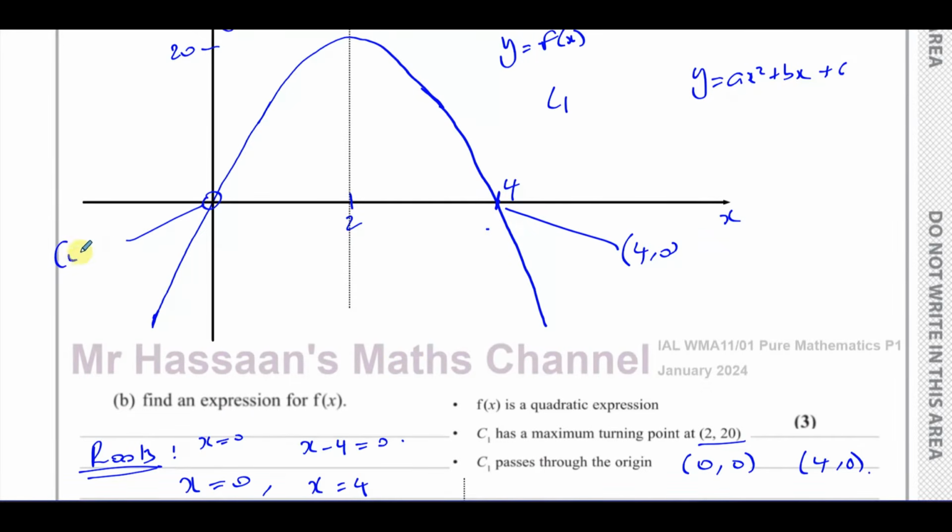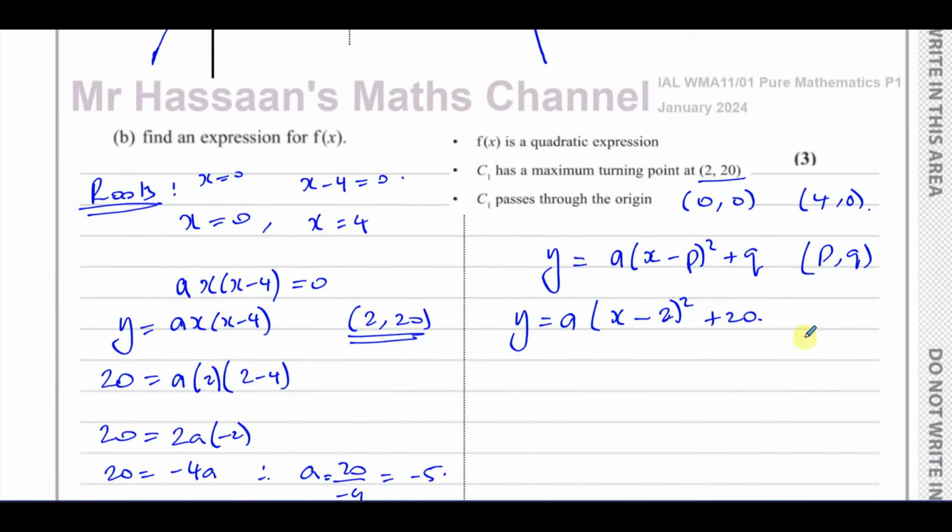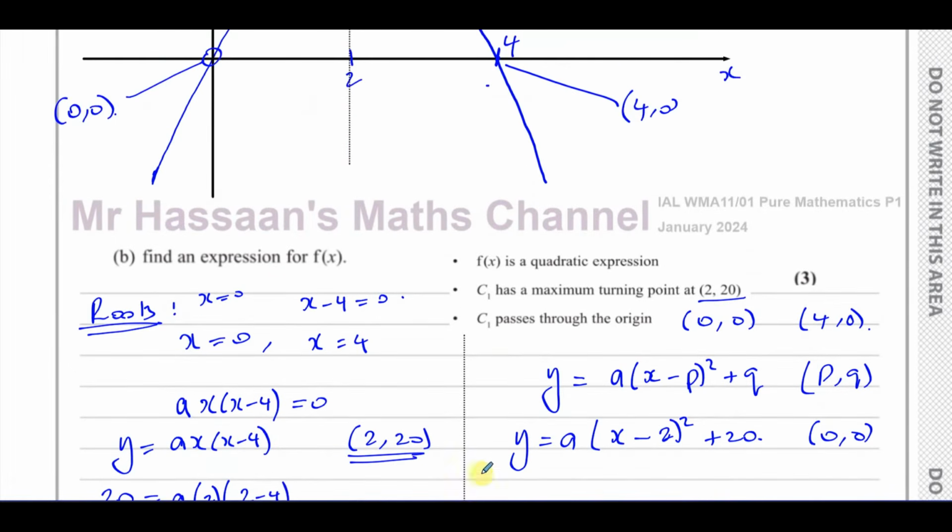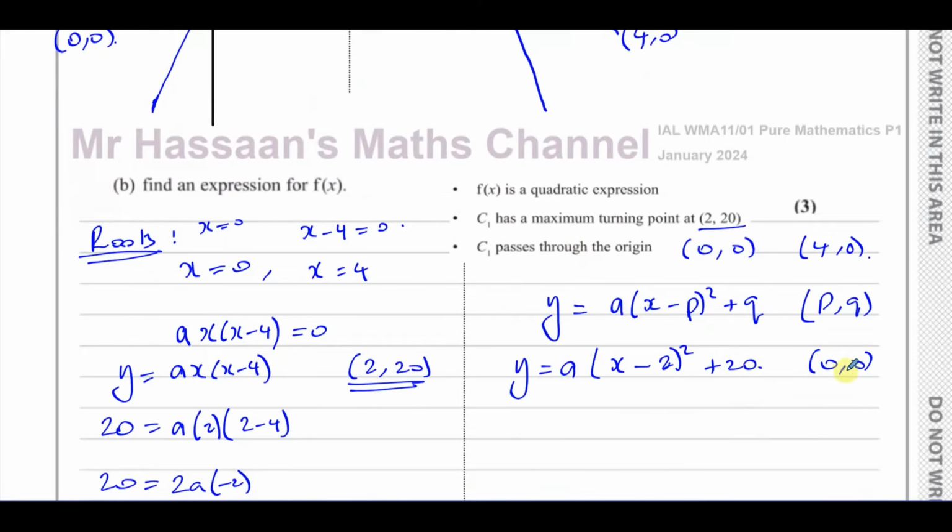Okay, and 4, 0. Go back to correct that. Now, so we can use either 0, 0 or 8, 0 or 4, 0. Okay, those 2 points are on the line.